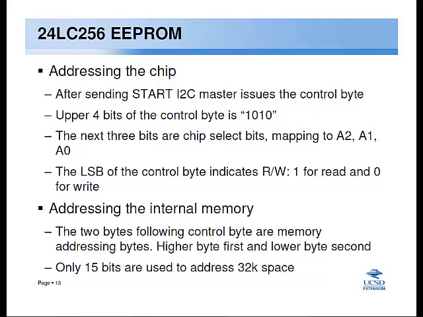This one is basically the memory location, and the thing is the higher byte goes first and the lower byte second. Because we only have 32K, we are just using 15 bits of the address bits. The first bit is always reserved as 0. I'll send this in.